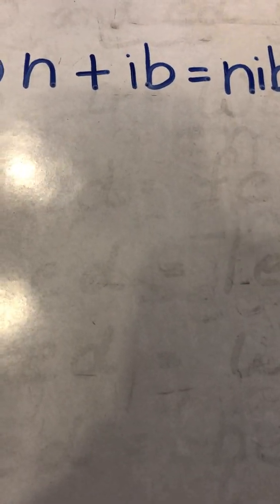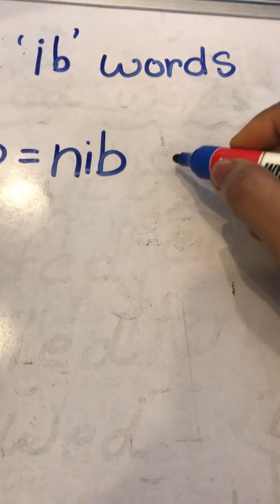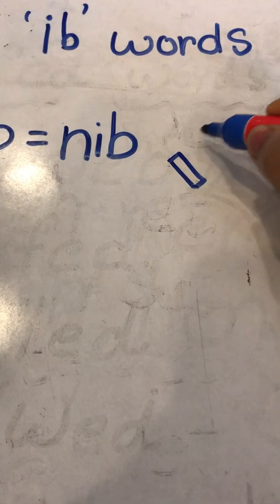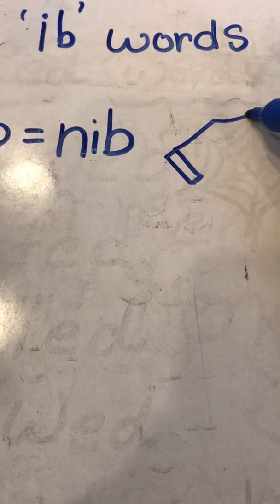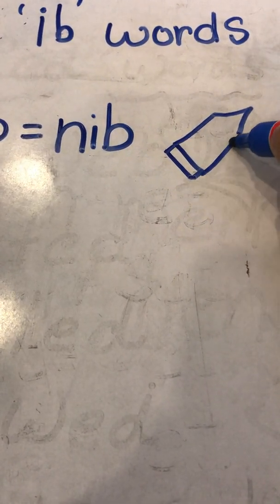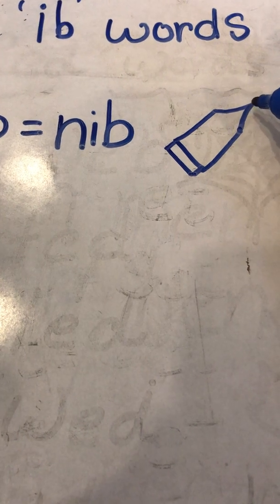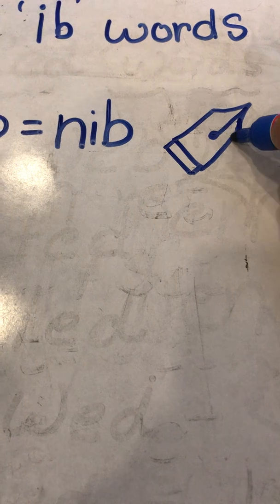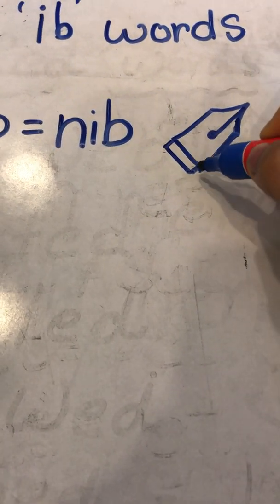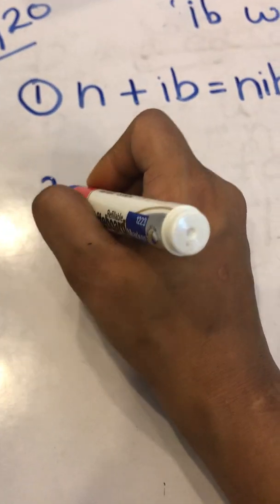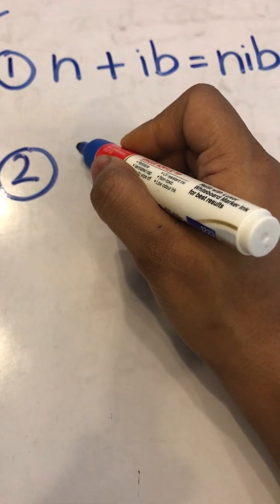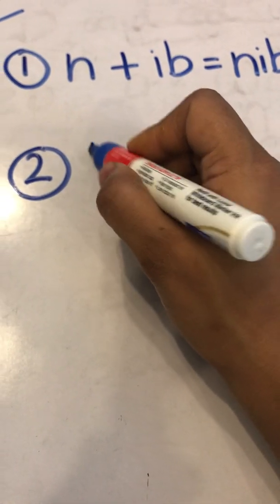Alright, so let's make a nib here. Now how will we make a nib? See, this is a nib. This is the pointed end part of the pen, and we call it a nib. Now number 2. After nib it is bib.